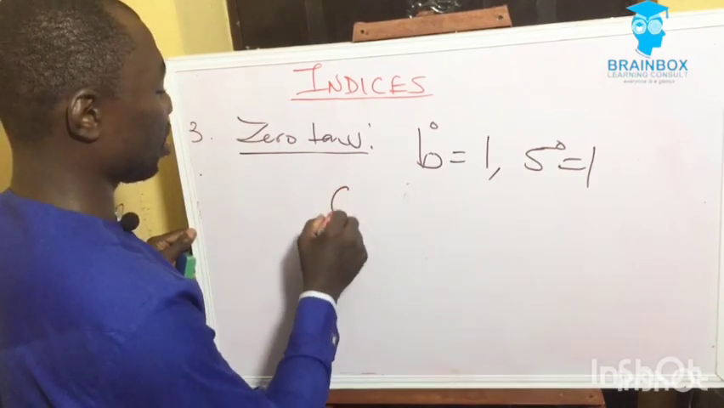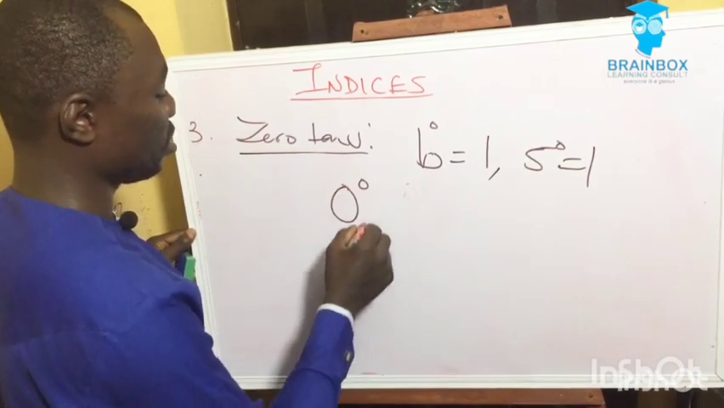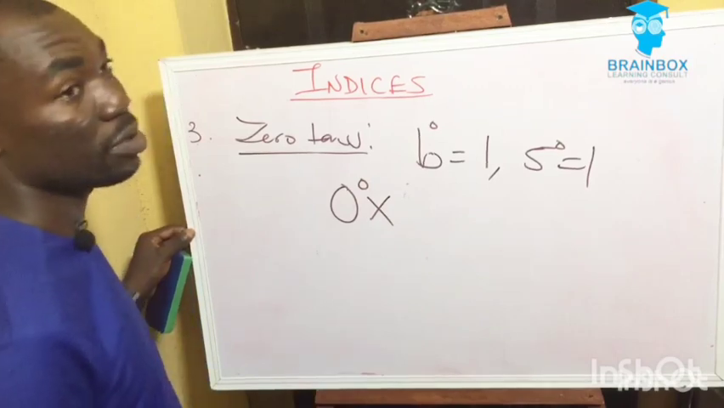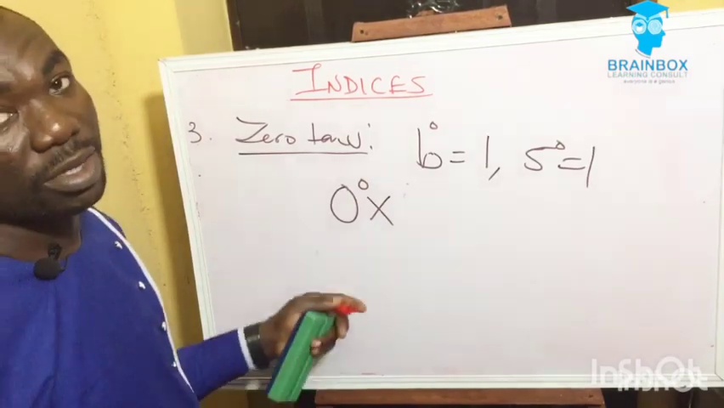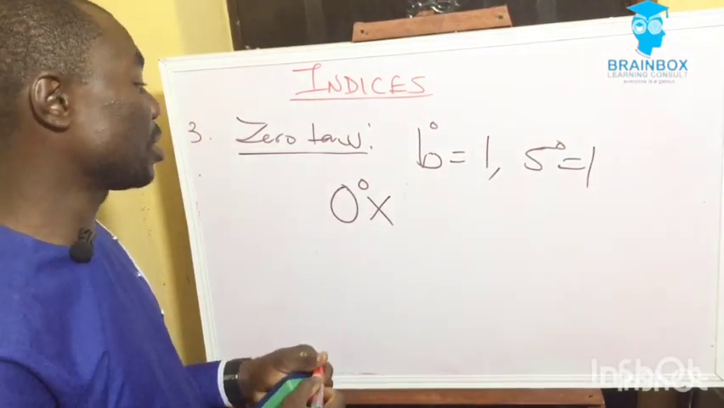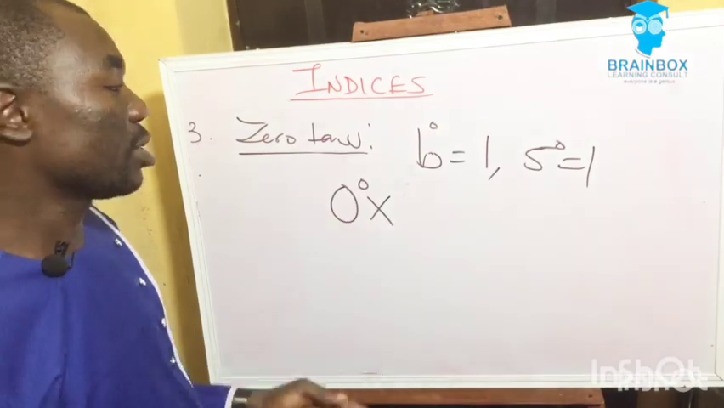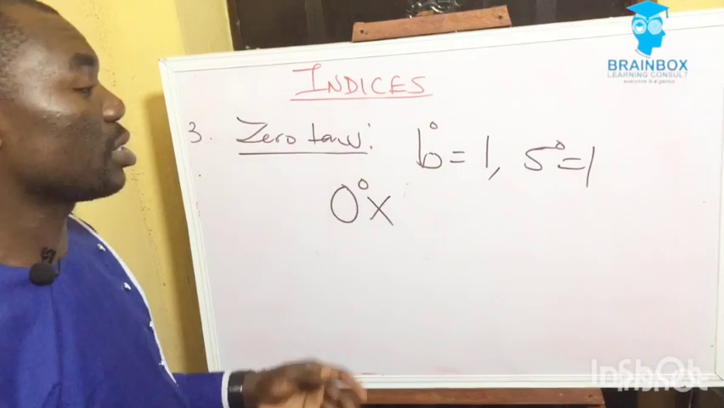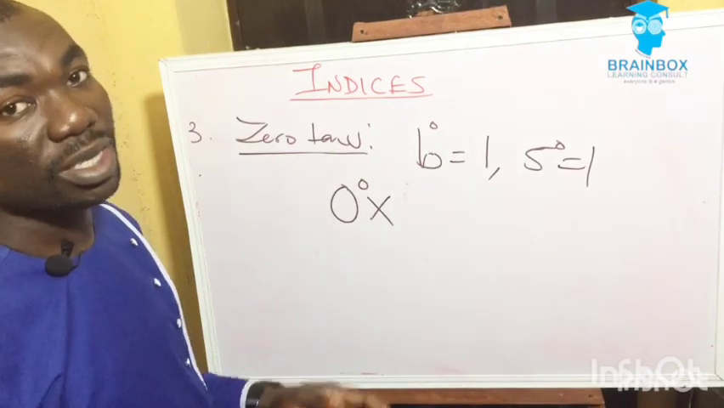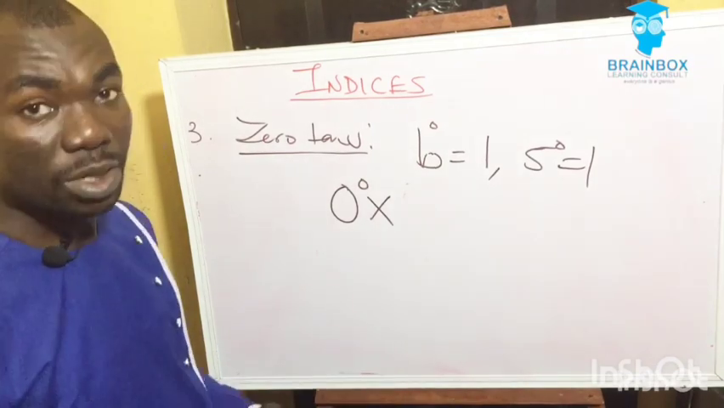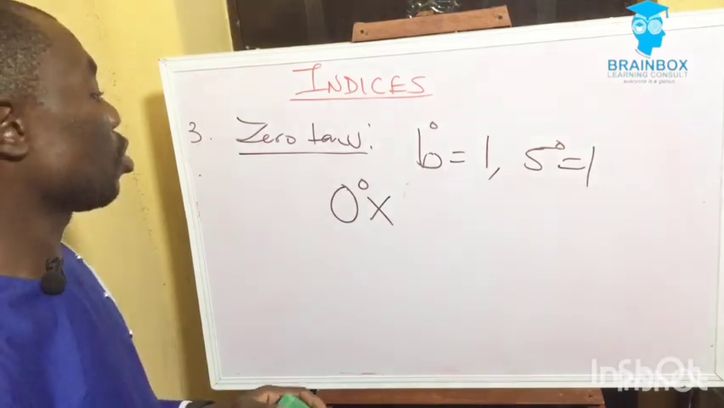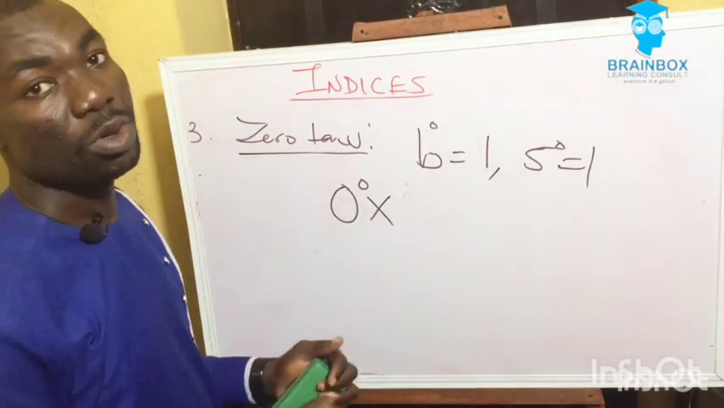Provided that it is not 0 raised to the power of 0. This is unacceptable. It cannot be divided. It is not allowed. But every other number, be it negative, be it positive, once it is raised to the power of 0, it is 1. So this is called the zero law.